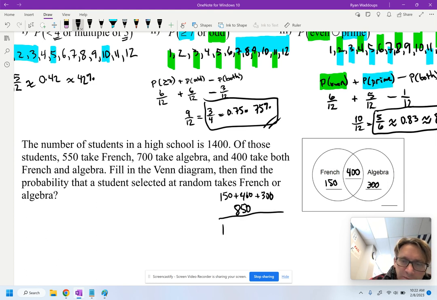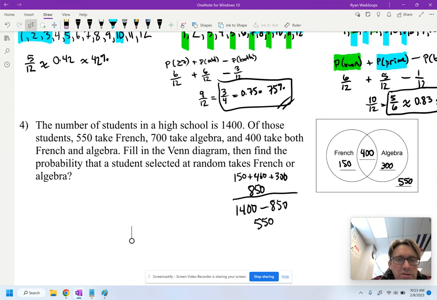If we then take 1,400, which is the total in the school, and subtract the 850, that gives us 550 outside of those circles. And so that's 550 right here, and they don't take either French or algebra. So it says fill in the Venn diagram, which we've done.